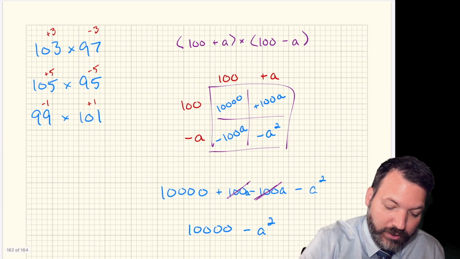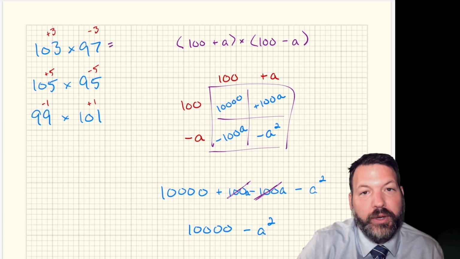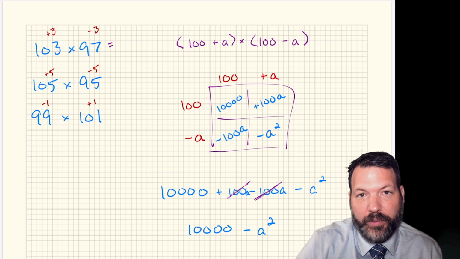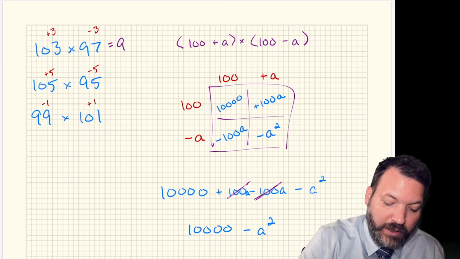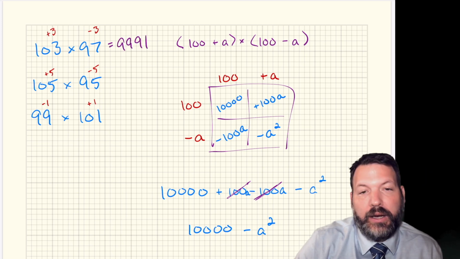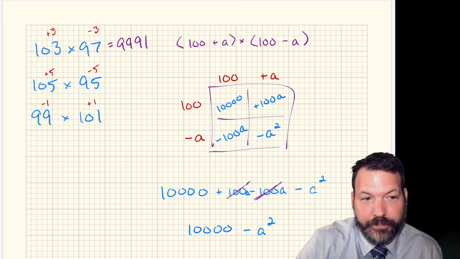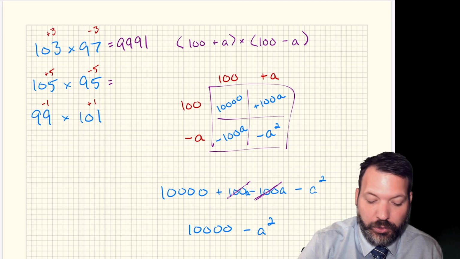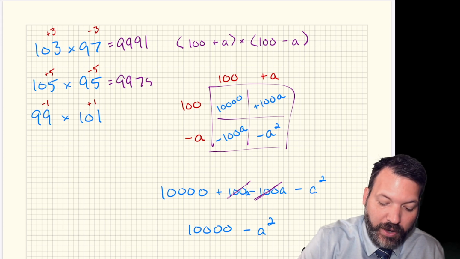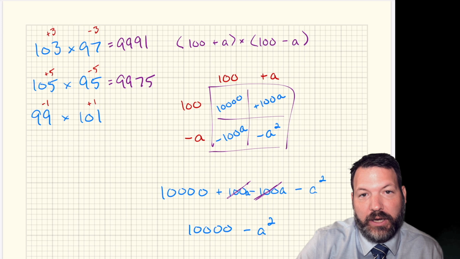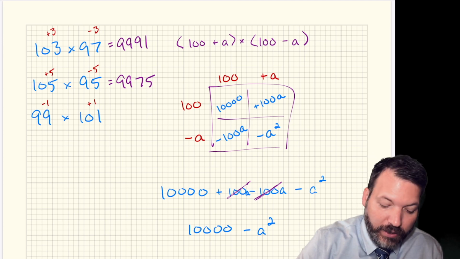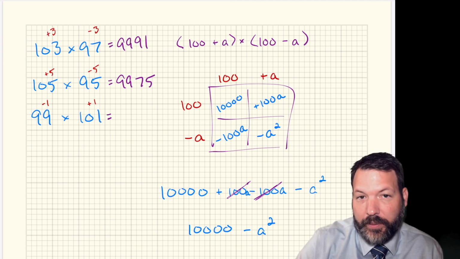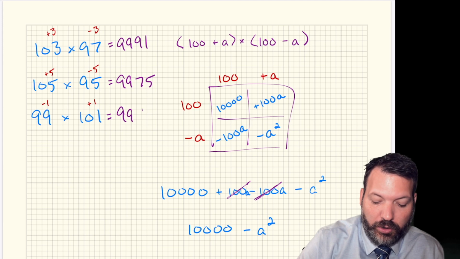So going back to our examples over here, we said 103 and 97 were both 3 away from 100. 3 squared is 9. 10,000 minus 9, 9,991. 105 times 95, 5 away from 100. 5 squared is 25. 25 subtracted from 10,000 is 9,975.